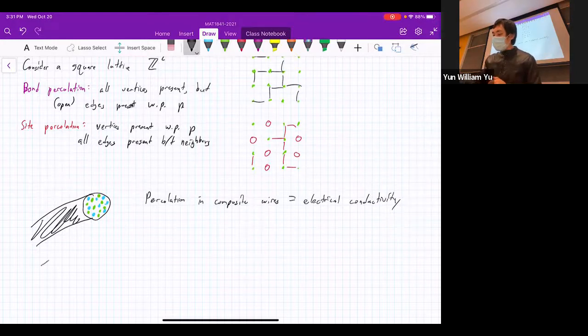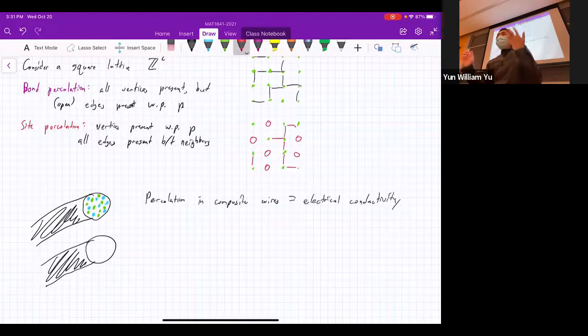You can also imagine something like this working even for the bond percolation case. Let's say we have another wire here, and let's say these are polymers that are scattered around. And let's say that there are iron atoms there, but we have polymers between some of the iron atoms. It turns out that many polymers we use are insulating.